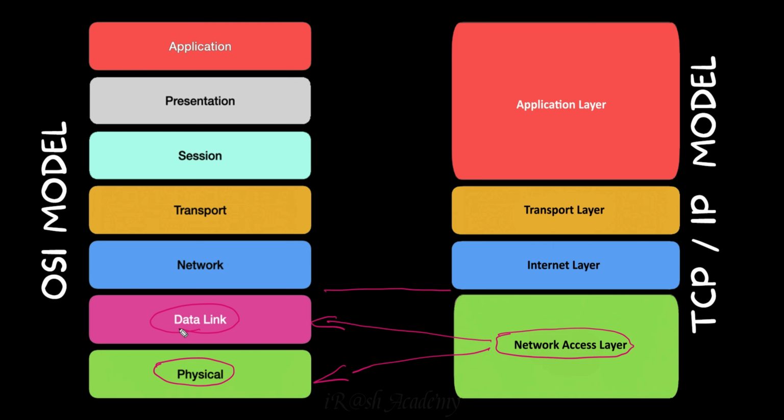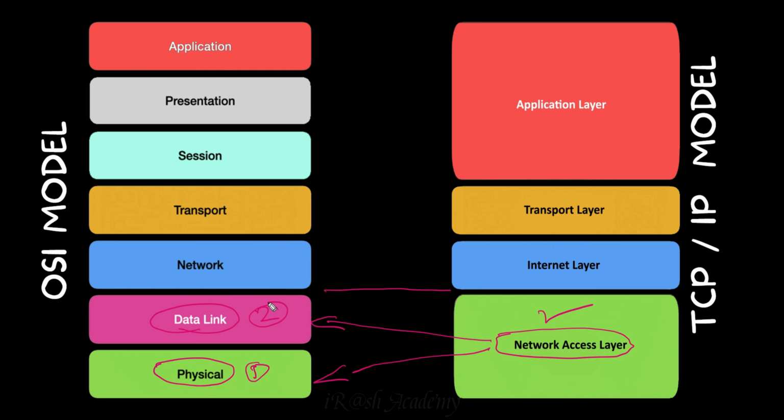For example, the functions the network access layer was doing in the TCP/IP model are categorized into these 2 groups in the OSI model. By doing that, we can easily understand the functionality of each network service in a simple way.